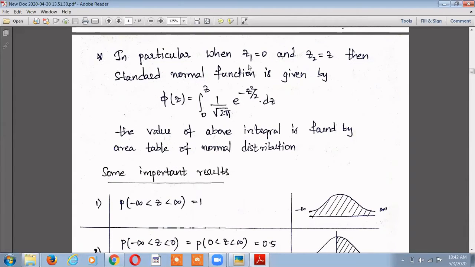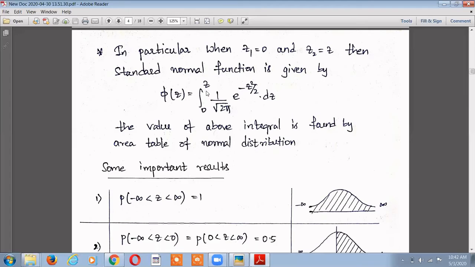In particular, if I substitute z1 equal to 0, we represent the LHS as pi of z, where pi of z is equal to P of z between 0 and z. So it is the integral from 0 to z of 1 by root 2 pi e to the power of minus z square by 2 into dz. So this integral gives the area below the standard normal curve from 0 to z. So now we study some important results.